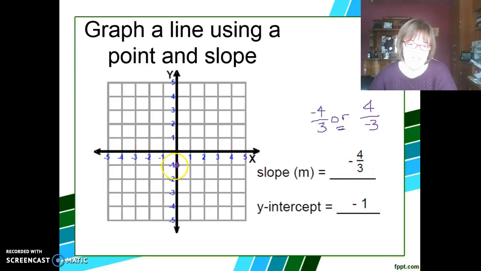So if we start here, do I want to go up or do I want to go down? I can go either direction. This is almost in the middle, so let's go up. We'll make our 4 positive. All right, so we're going to go up by 4. 1, 2, 3, 4. That is 4 in the positive direction. That means I've got to go 3 in the negative direction to keep my slope negative. 1, 2, 3. There we go.